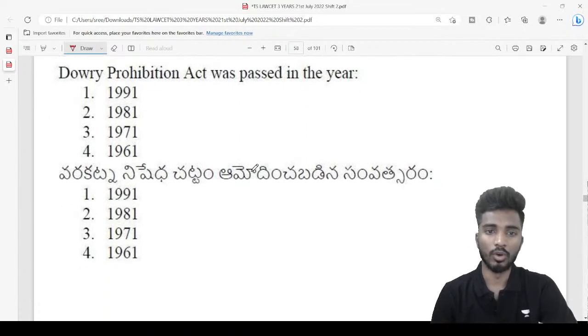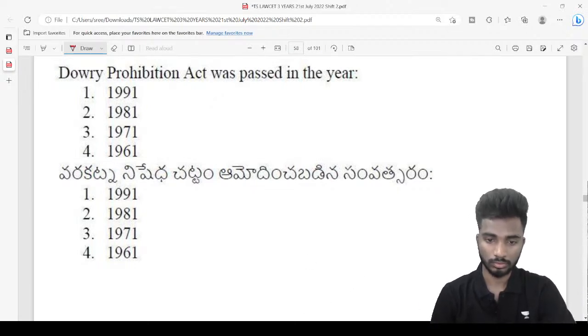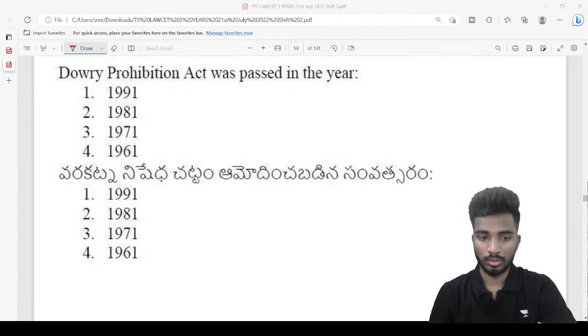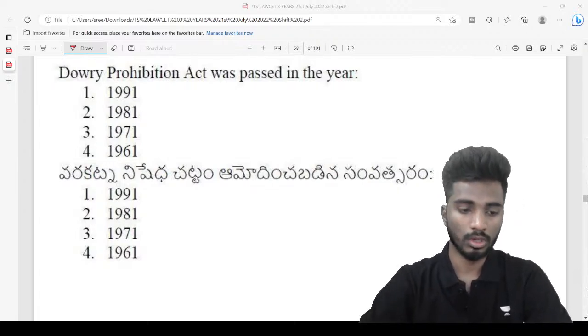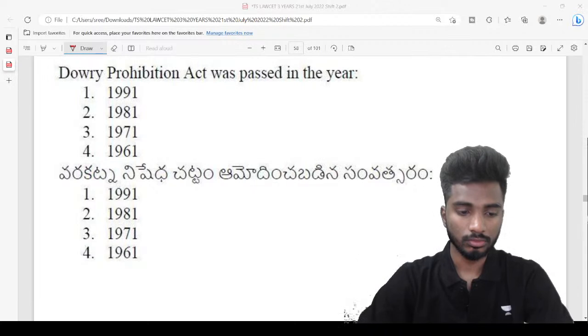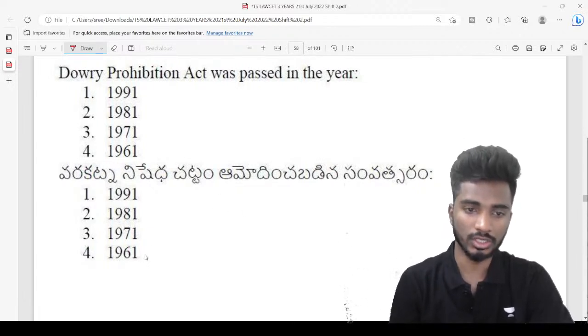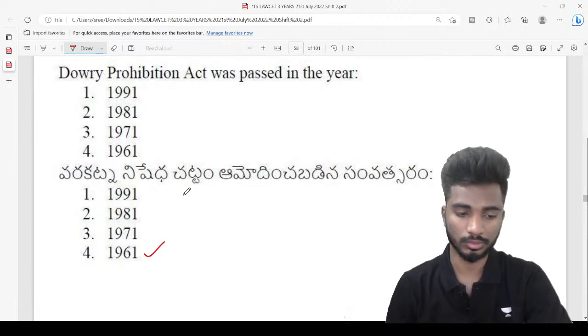Right, next. Dowry Prohibition Act was passed in which year? What is the answer, guys? Very good, Jeevana. So the answer is 1961. In the year 1961, the Dowry Prohibition Act was passed.